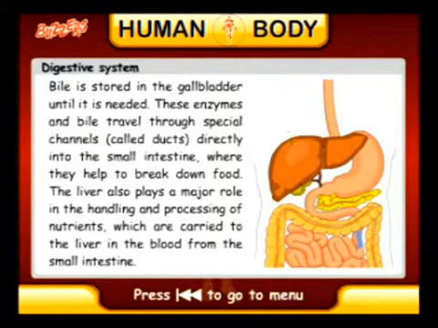These enzymes and bile travel through special channels called ducts directly into the small intestine, where they help to break down food. The liver also plays a major role in the handling and processing of nutrients, which are carried to the liver in the blood from the small intestine.